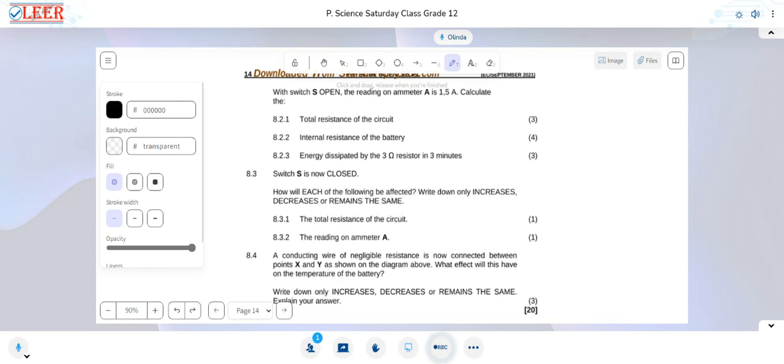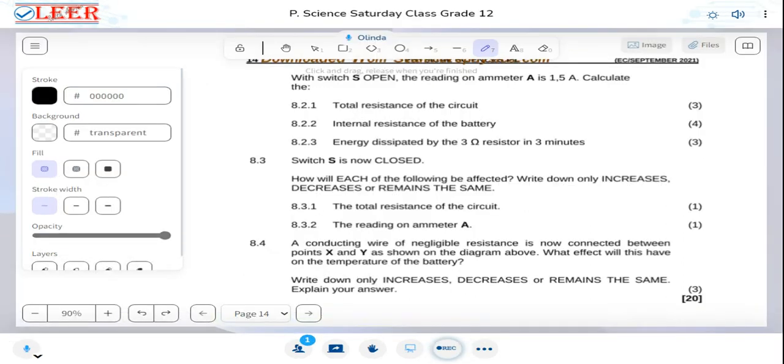Thank goodness. Okay. So it says switch S is now closed. How will each of the following be affected? Now we did total resistance. Now we look at the reading of the ammeter. Will that decrease, increase, or stay the same? We know that V is equal to I times R. So when the resistance increases, the current should also what?